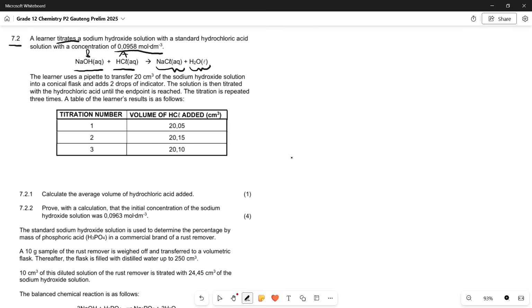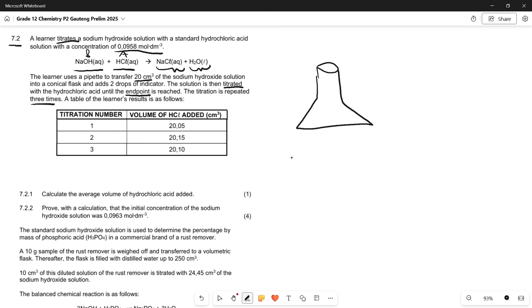It says the learner uses a pipette to transfer 20 centimeters cubed of this sodium hydroxide solution into a conical flask, so we have something like this, and adds 2 drops of indicator. The solution is then titrated. Ultimately, they balance each other exactly, which means we don't have anything in excess, no OH minus ions or H3O plus ions in excess, with the hydrochloric acid until the end point, the moment where they're exactly balanced, is reached. The titration is repeated 3 times.